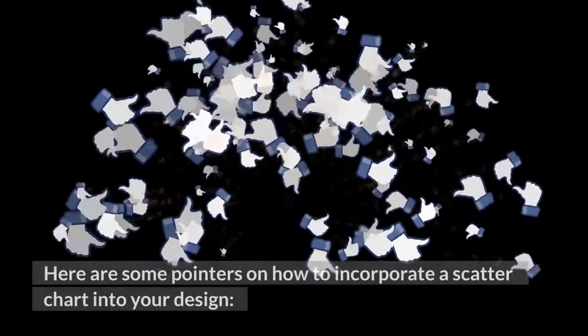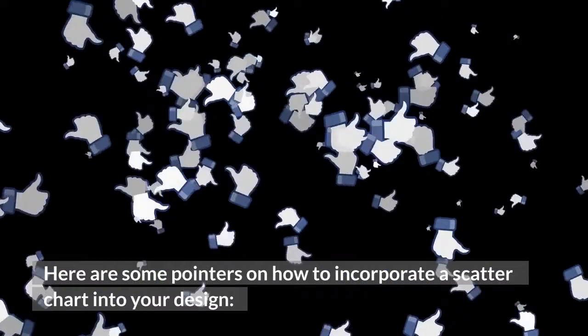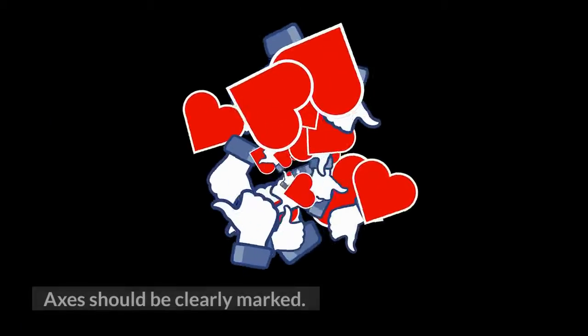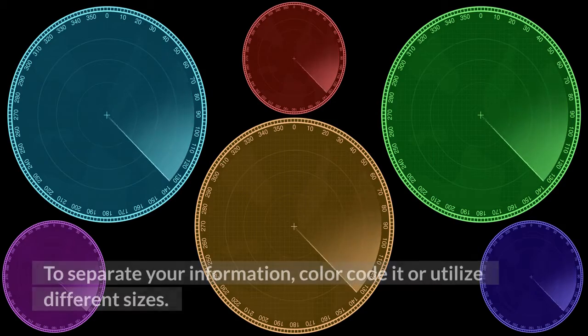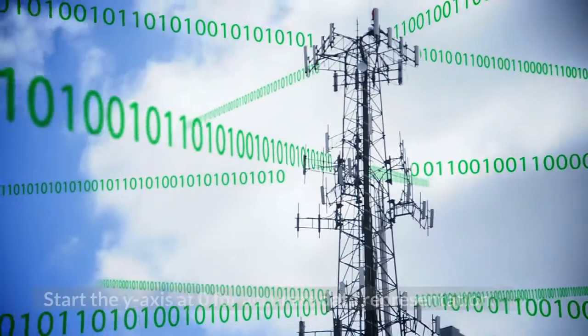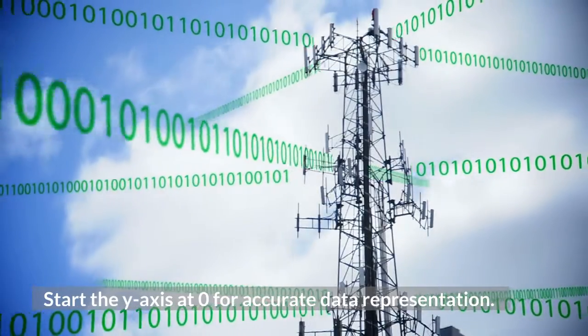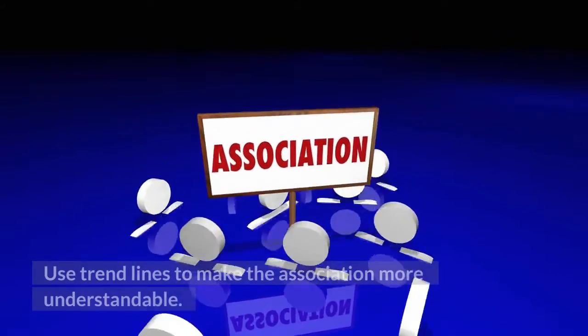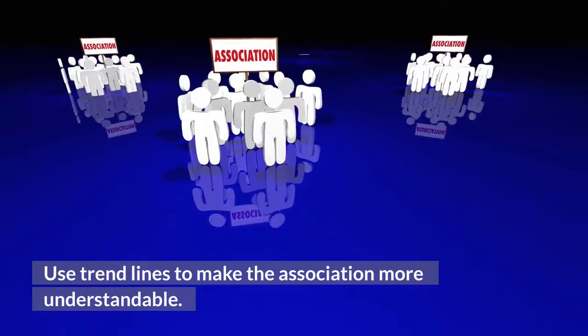Here are some pointers on how to incorporate a scatter chart into your design. Axes should be clearly marked. To separate your information, color-code it or utilize different sizes. Start the y-axis at 0 for accurate data representation. Use trend lines to make the association more understandable.